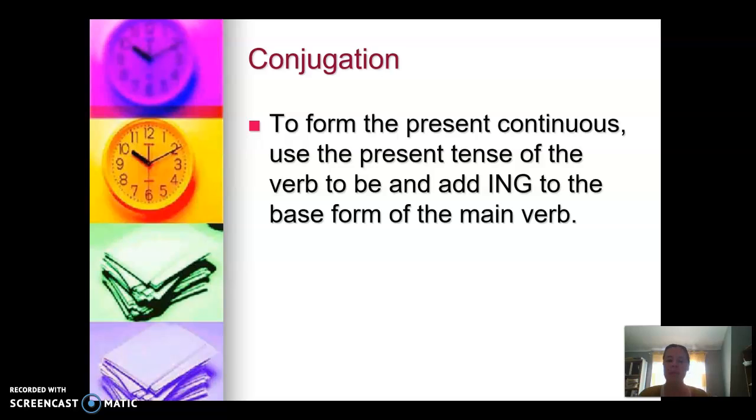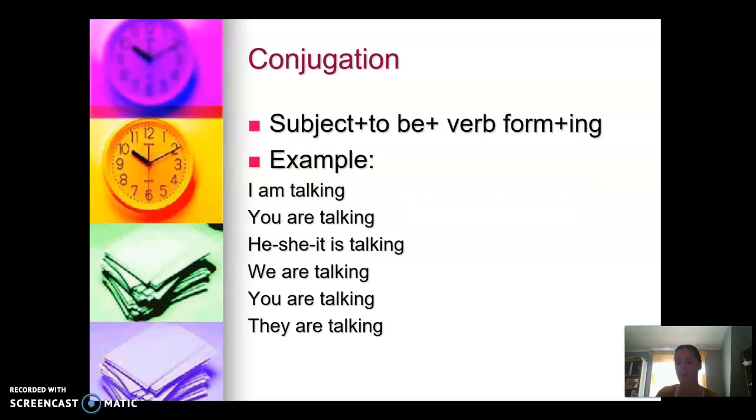So to form the present continuous, now we'll look at the conjugation. You need the verb to be. So we're following the pattern of the verb to be. And then your main verb, you add ing to it. It's at the base form. So here we have talking as an example.